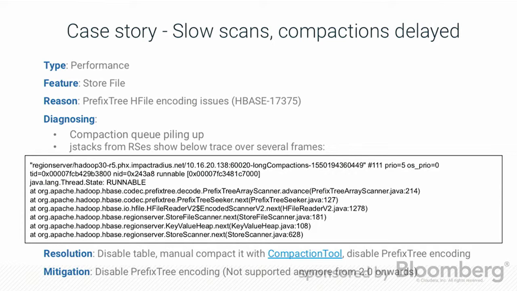Resolution for those is not straightforward, unfortunately, because it requires a table disable, which means the table data will be unavailable for some time. Then, if you have the compaction tool or the offline compaction tool available, perform manual compaction of those files. That will be compaction running outside of the region server. It wouldn't be faster than the region server compaction, but at least it would release the pressure from the region server so that it could perform other requests well. And then finally, once it's finished, completely disable prefix tree encoding.